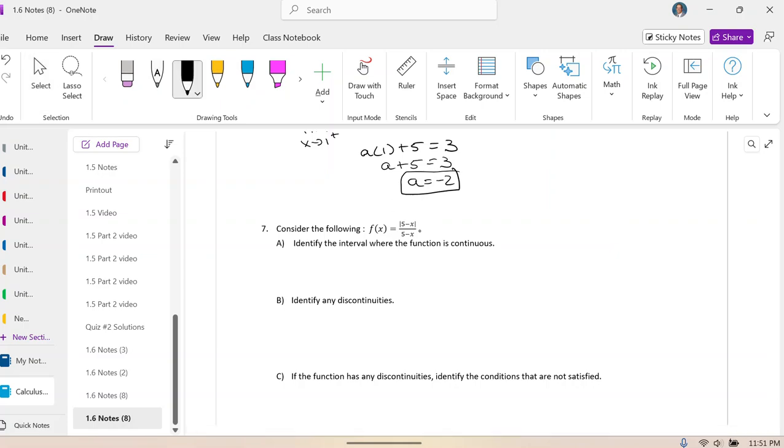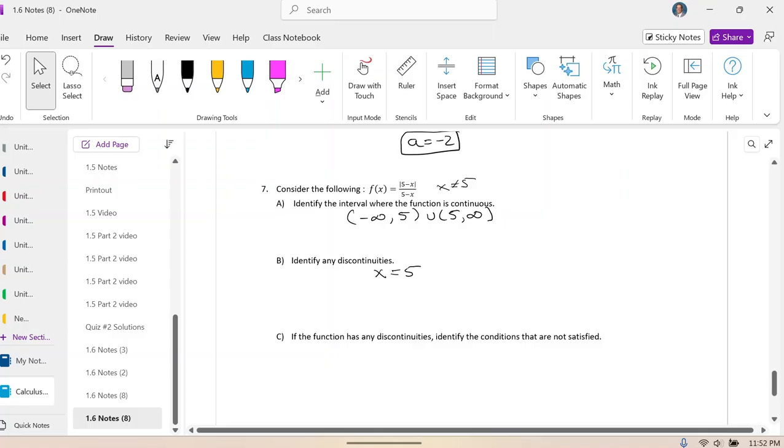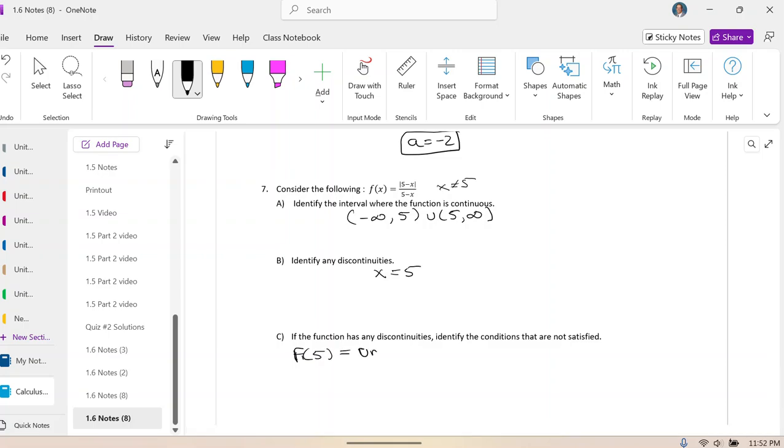This one here, well, first it would help to figure out where it's not continuous, and it would not be continuous at 5. So the interval where it's continuous is all real numbers except for 5, because 5 would make the bottom of the fraction equal 0. There's a discontinuity at x equals 5. And think about it. Well, f of 5 does not exist, right? It's undefined. So the function value doesn't exist.